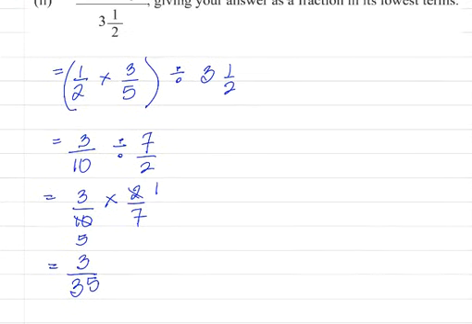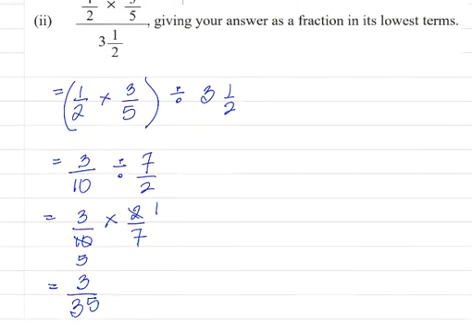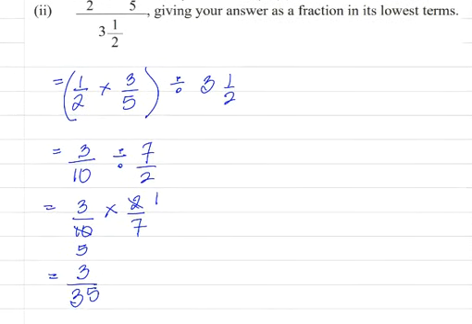Alright, we need to give our answer as a fraction in its lowest terms. So our answer is 3 over 35. That can't be cancelled. So that is our answer in its lowest terms.